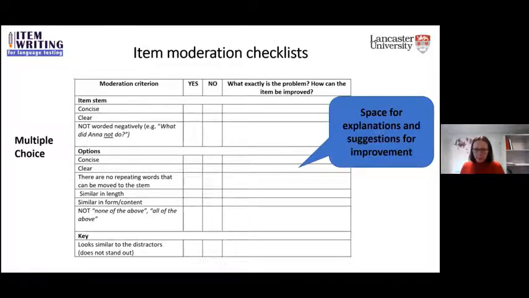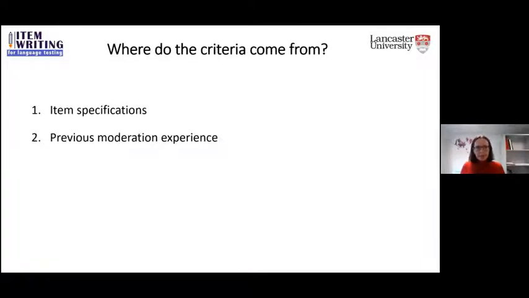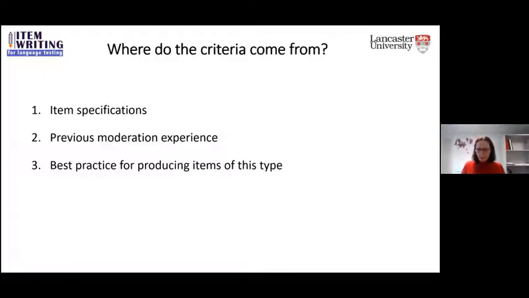But you're probably asking yourself at this stage, there are so many criteria. Where do these criteria come from? Where do these 16 criteria or more come from? There are 3 areas where these criteria can come from. First, it's item specifications. Second, it's previous item moderation experience. And third, it's best practice for producing items of a particular type. And we'll look at them one after the other.